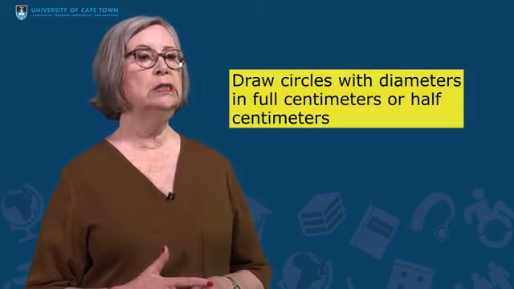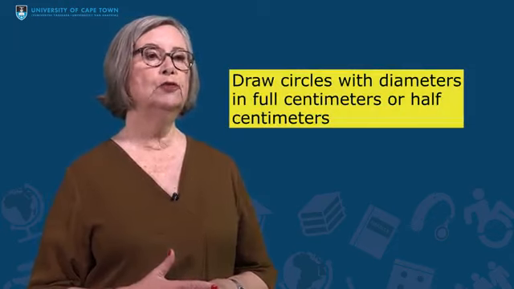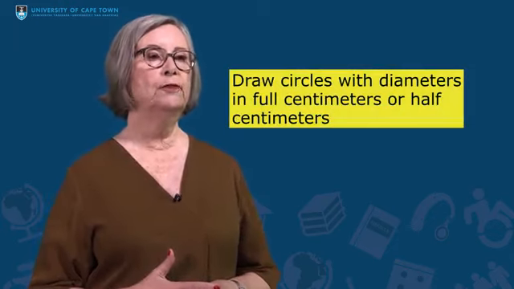When one measures the diameters as they are in the workbook, they measure, for example, 4,3 centimeters or 5,7 centimeters. Braille rulers are not calibrated in millimeters. It is hard for visually impaired persons to measure that accurately. So to make the exercise accessible, we adapt the question by drawing circles with diameters in full centimeters or half centimeters.